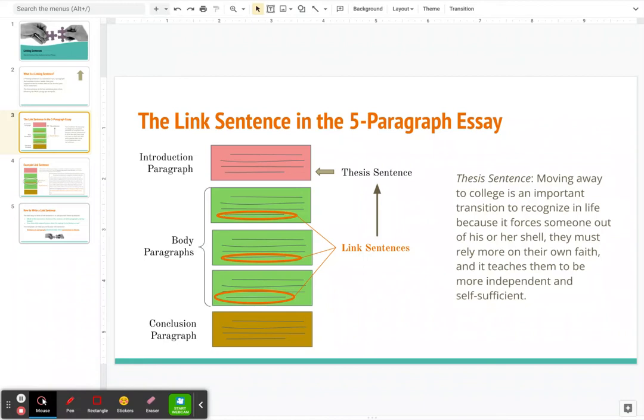So usually it will come in your body paragraphs and it'll be the last sentence of the body paragraphs. And each paragraph should have its own linking sentence.